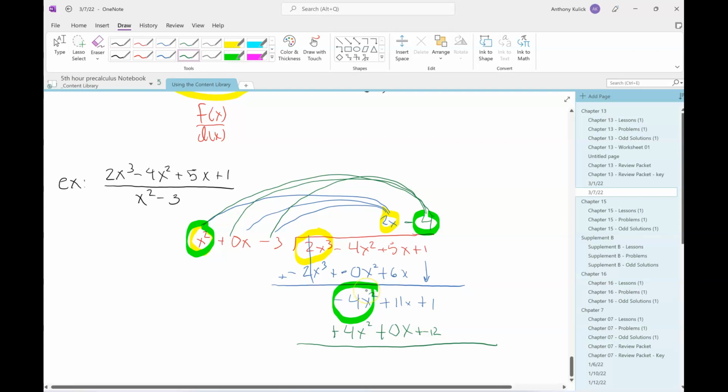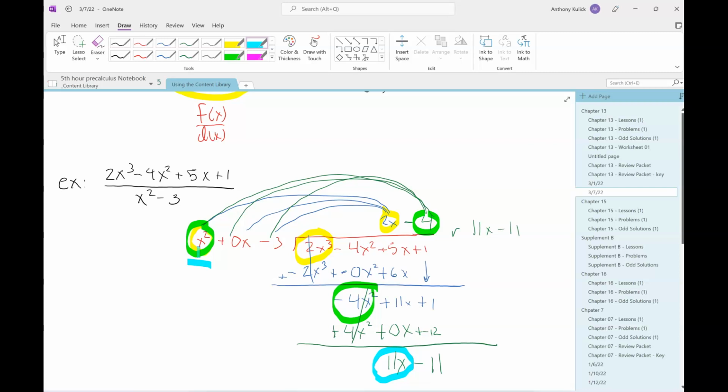Negative 4x squared plus 4x squared is nada. 11x plus 0x is 11x. And then 1 plus negative 12 is negative 11. That's now going to be my remainder. I can tell that's the remainder because the degree of this is less than the degree of the leading term on my divisor. That's automatically going to tell me that I'm done.